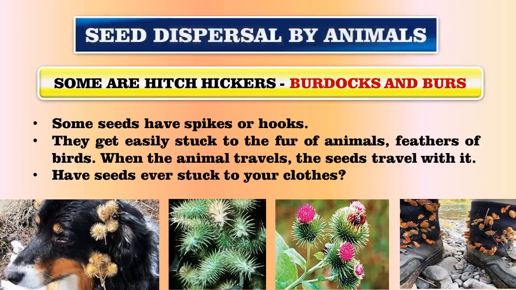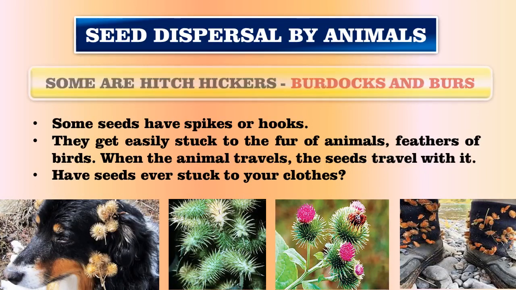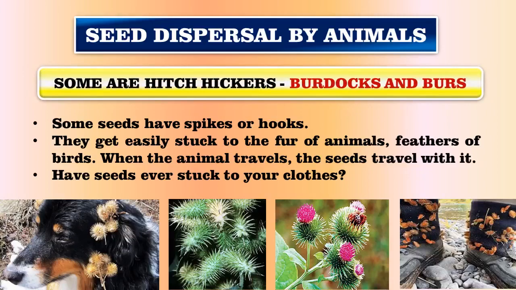Seed dispersal by animals. Now let us see how animals help the plants to disperse their seeds. Some are hitchhikers, burdocks and burrs. Some seeds have spikes or hooks. They get easily stuck to the fur of the animals, feathers of birds, and when the animal travels, the seeds travel with it. In this way, it gets a free ride. Have seeds ever stuck to your clothes?